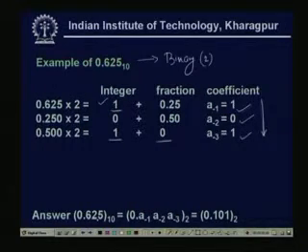So 0.625 means, before the decimal this is 0, then a minus 1, a minus 2, a minus 3, and these are nothing but 101. So this is 0.101 in base 2. So this is my conversion.